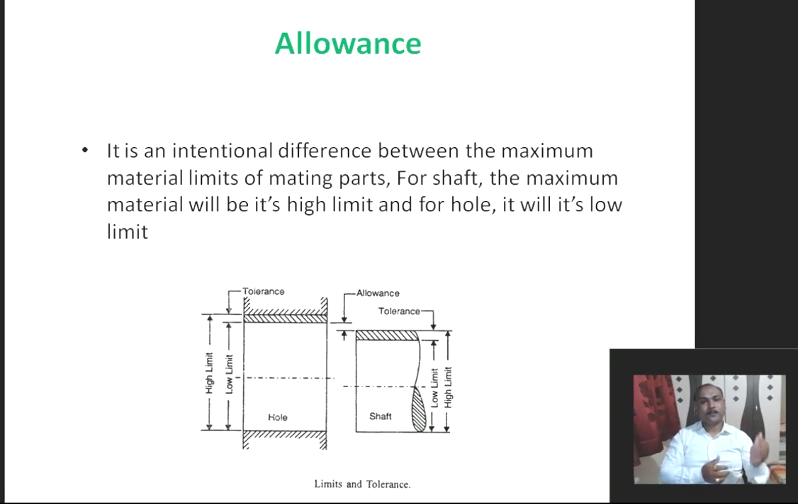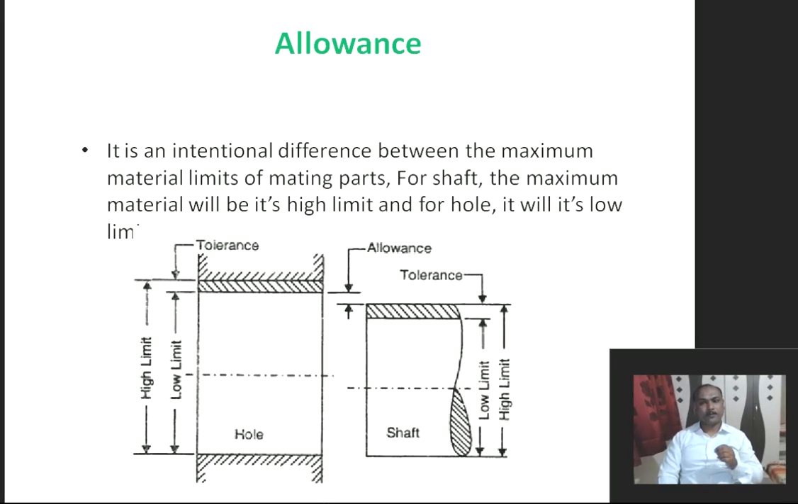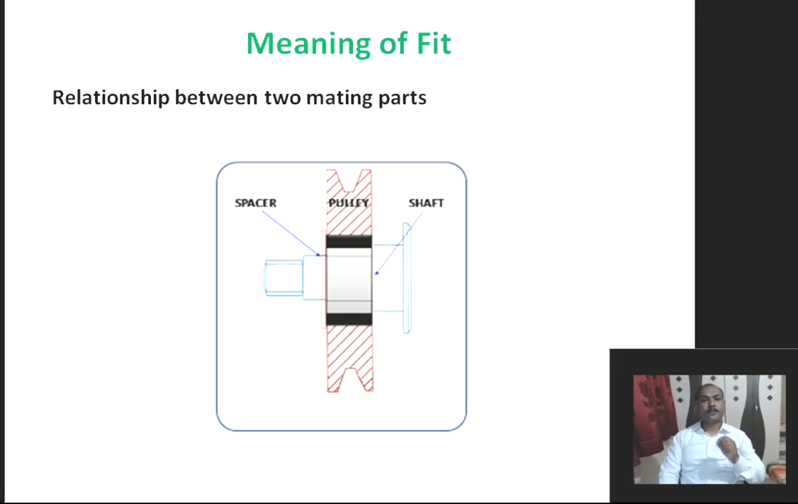Whereas in case of a shaft, it is vice versa. When the shaft size is bigger, the material will be maximum. So when we are calculating the allowance, we are calculating the lower limit of a hole minus the upper limit of a shaft. And that difference is called the allowance. So allowance is also very important because it gives the relationship between the mating parts. It will decide whether we are getting an interference fit or a clearance fit.